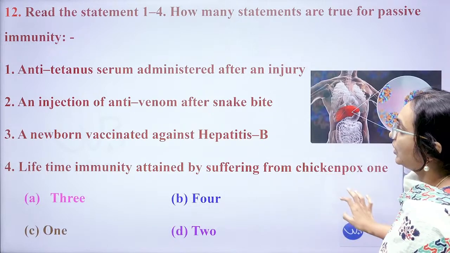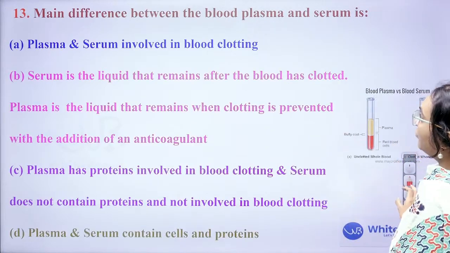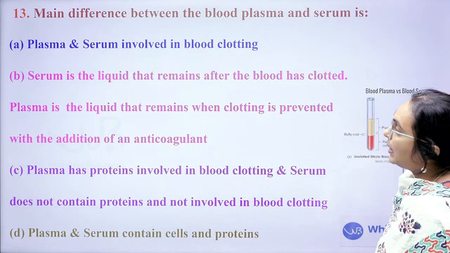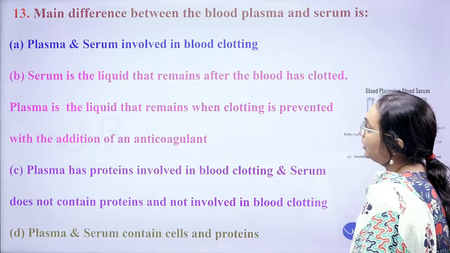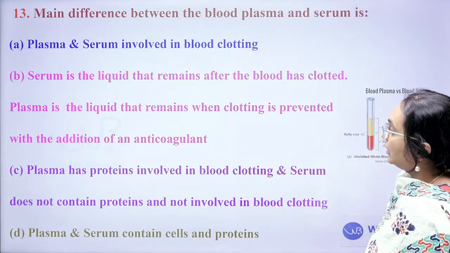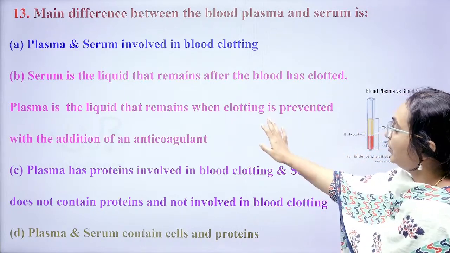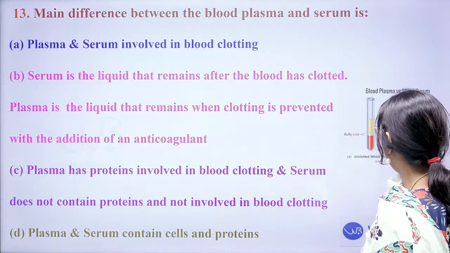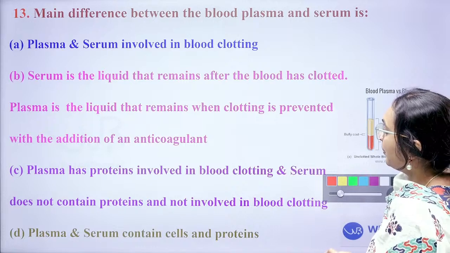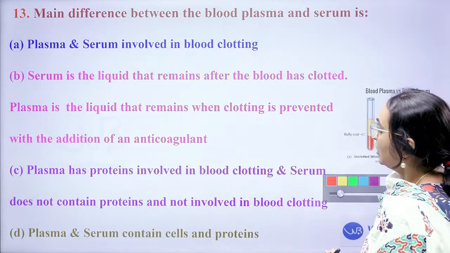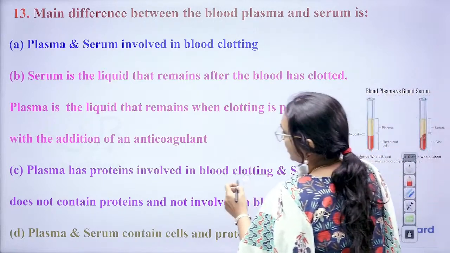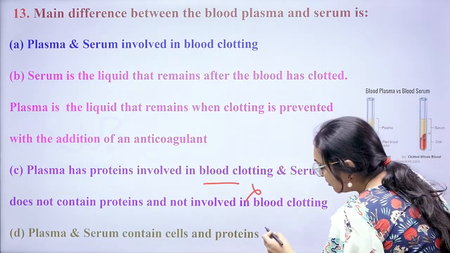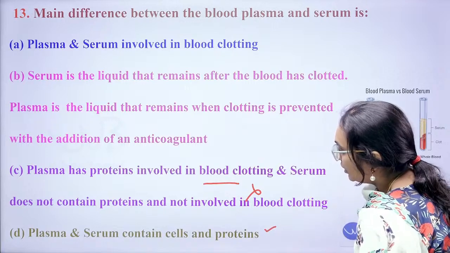Option is D. Next, the main difference between blood plasma and serum. Plasma and serum are involved in blood clotting. Serum is the liquid that remains after blood has clotted. Plasma is the liquid that remains when clotting is prevented with the addition of an anticoagulant. Plasma has proteins involved in blood clotting, and serum does not contain. No, it also contains. Plasma and serum contain cells and proteins.